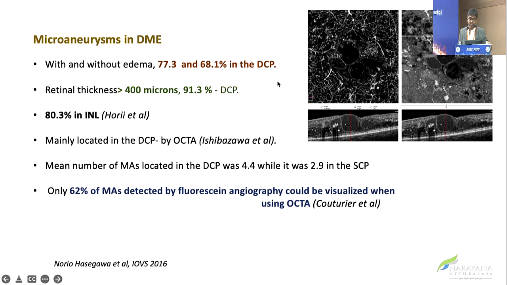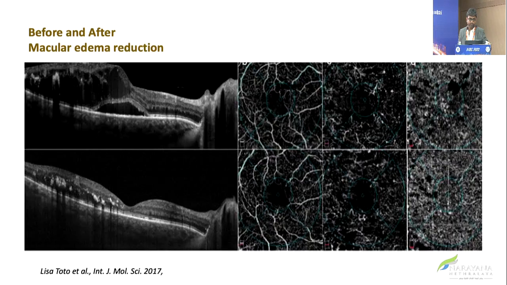Again, DCP has more microaneurysms, and when retinal thickness is more than 400 microns, all these aneurysms are more concentrated in DCP, almost around 91%. So many studies have shown where aneurysms usually lie. So the ultimate conclusion is it's more in the DCP.